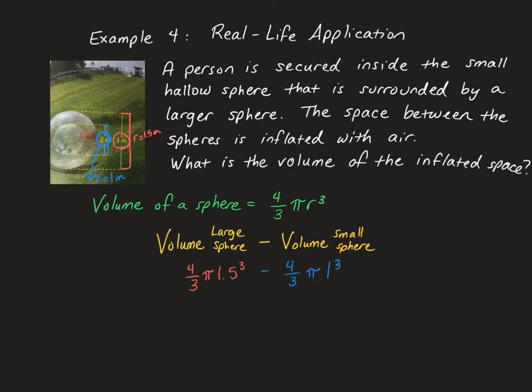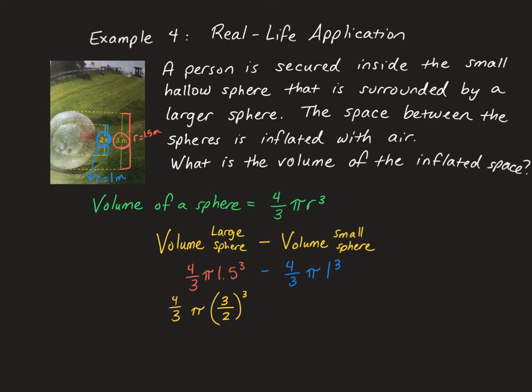Okay, so now we need to simplify this, and I need to use my order of operations. I don't have any groupings, but I do have exponents. So since I have a fraction here, I am going to change my 1.5 into a fraction as well, so that it would be easier for me to simplify. So 1.5 is the same as 3 over 2. So this is going to be 3 over 2 to the power of 3. And then I have my pi, and I have 4/3.